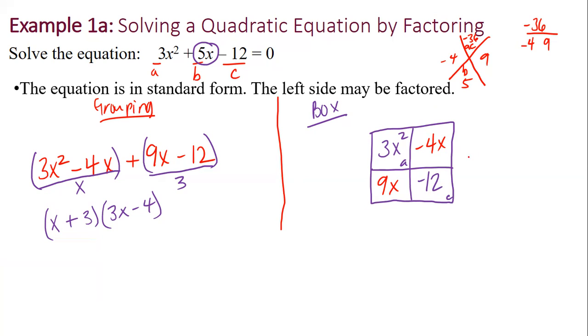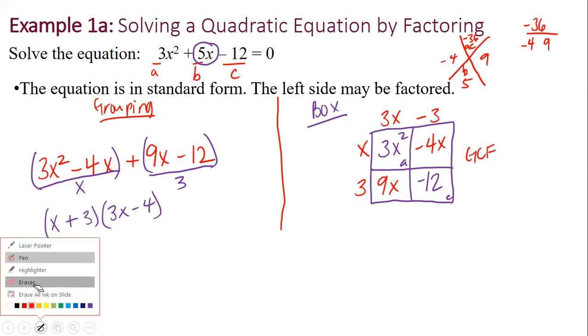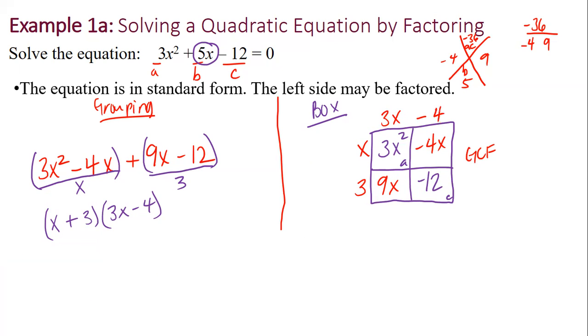And then all you're doing is taking the GCF all the way around. So what's the GCF between 3x squared and negative 4x? X. What's the GCF between 9x and negative 12? Positive 3. What's the GCF between 3x squared and 9x? 3x. What's the GCF between negative 4x and negative 12? Negative 4, I didn't mean 3. If the outside box is negative, then the GCF is negative. That's your little hint. So notice how my outside box is negative, the GCF is going to be negative. And do I still end up with the same factors?